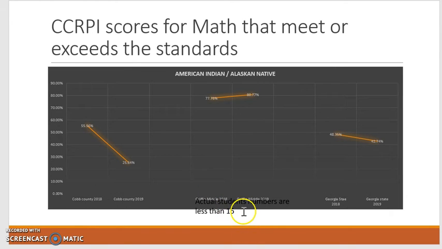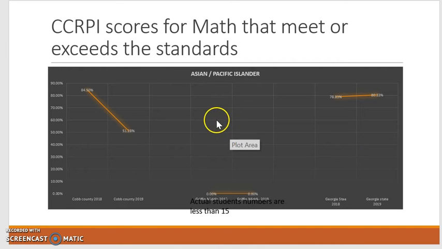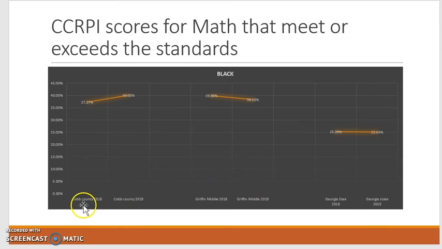For the American Indian and Alaska Native, very small amount of students. However, there has been a major increase for Griffin Middle School, a large decrease for Cobb County, and a slight decrease for the Georgia State. There weren't enough students for the Asian or Pacific Islander at Griffin Middle. For the black population, we can see there was a decrease in their math scores, and state-wise, they were Griffin Middle outperformed at the state level, which also remained pretty even.